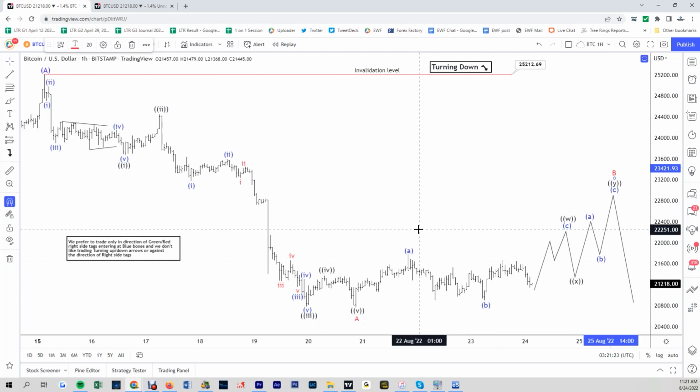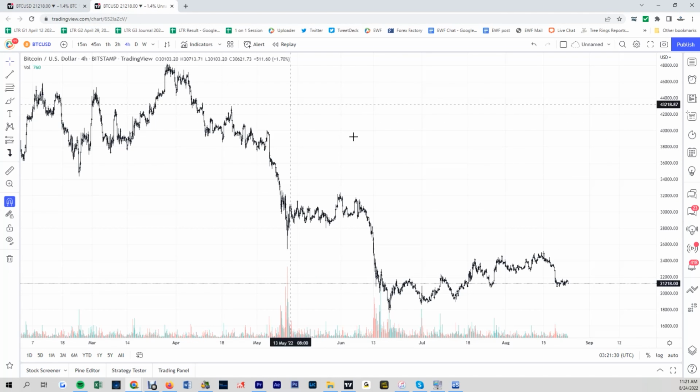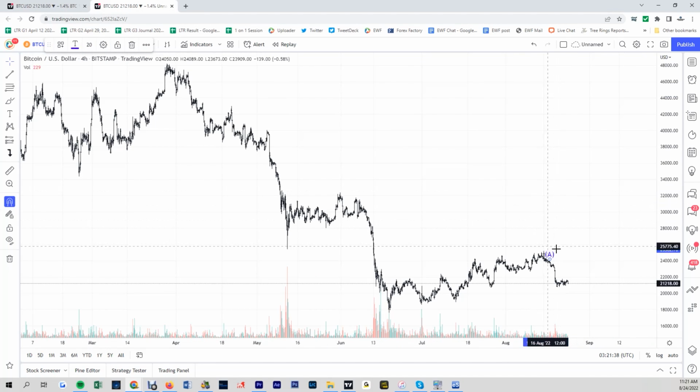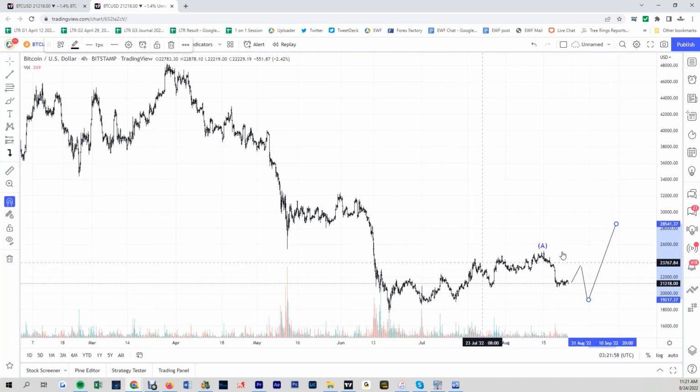Okay, now let's zoom out a little bit to get some ideas on the larger degree. If I look at the 4 hour, if I just copy what we see here in the 1 hour, A is this peak here, and then this move down looks impulsive, and that's why we're looking for probably some sort of retest. Now if this is really the A, then technically speaking you will have a B and then potentially higher again, potentially ABC like this.